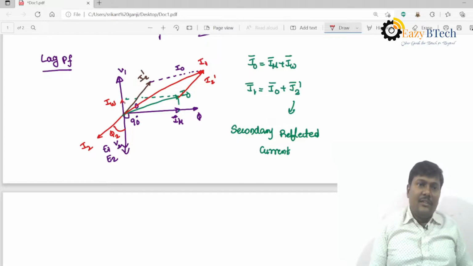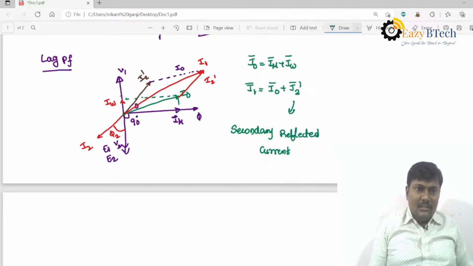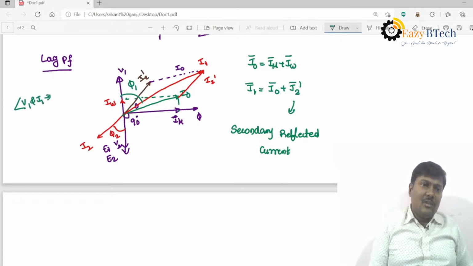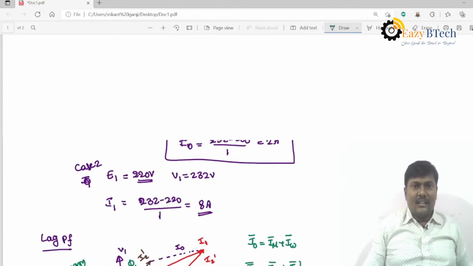The angle between V1 and I1 is called the primary power factor angle. The angle between V2 and I2 is called the secondary power factor angle. This is the phasor diagram for the lagging power factor.